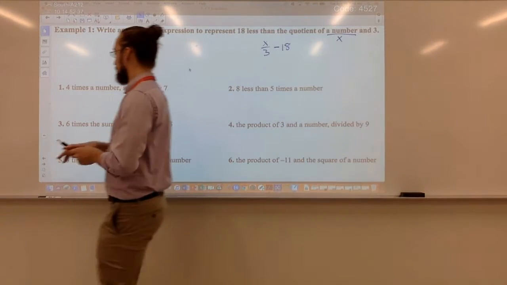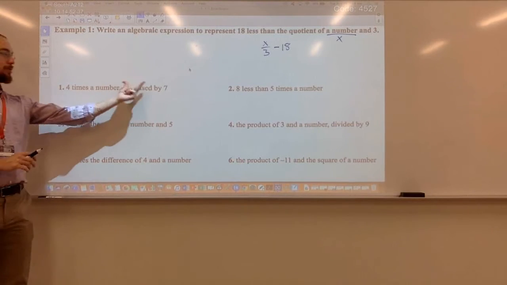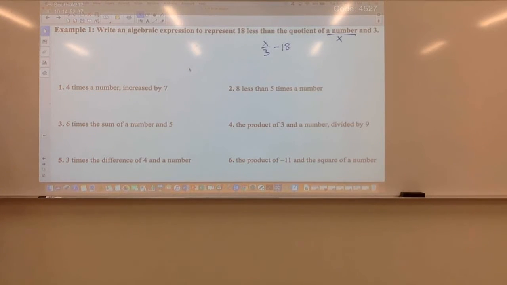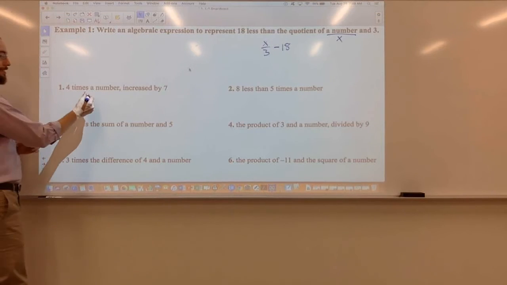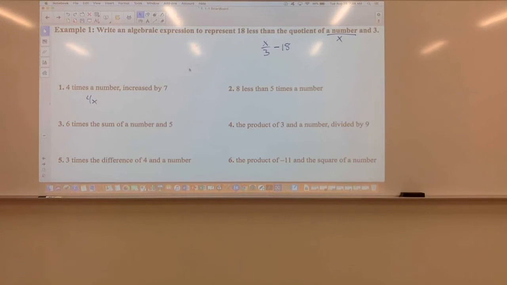All right, let's try this one again. 4 times a number increased by 7. All right, so 2 separate parts here. What is 4 times a number? 4x, sure. Increased by 7. Plus 7.